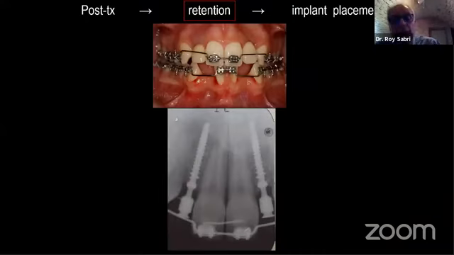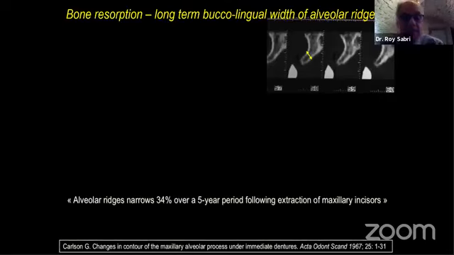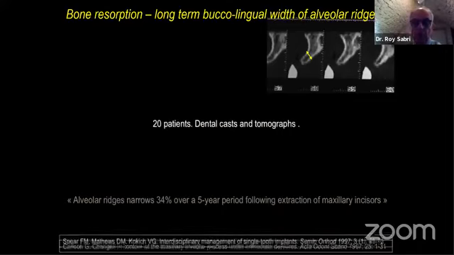Sometimes we use mini implants as a temporary crown. Some believe they hold the bone, but the bone is not a problem really, because I'm going to talk about bone resorption. This is a study that looked at the alveolar ridge, which narrows 34% over 5 years when you extract a maxillary incisor. You lose bone because the alveolar bone goes with the teeth.